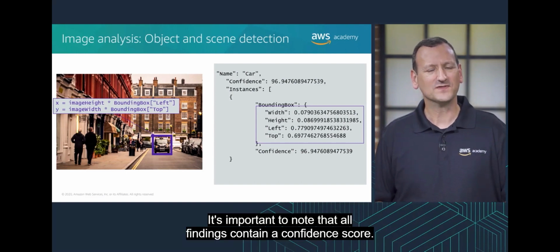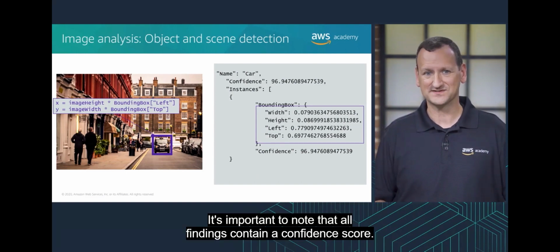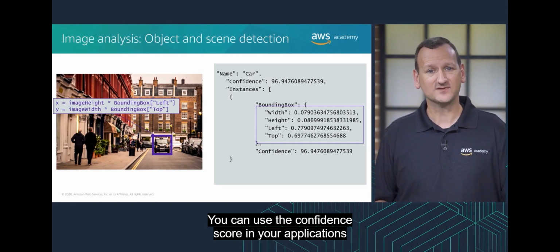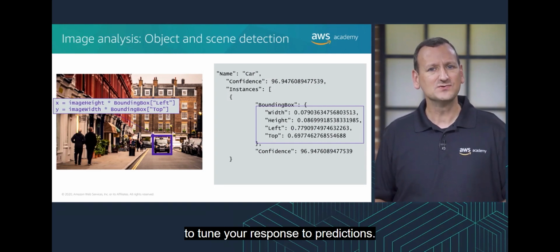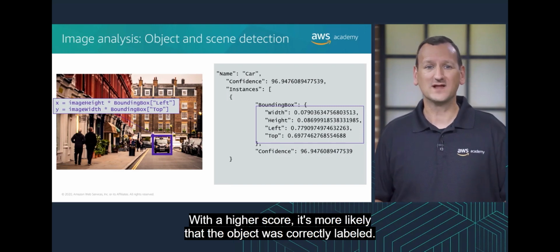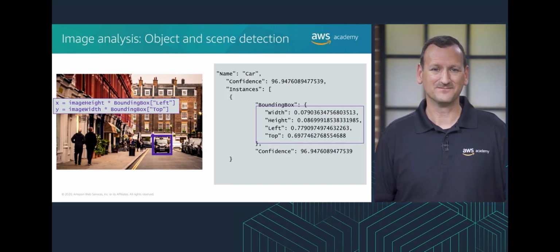It's important to note that all findings contain a confidence score. You can use the confidence score in your applications to tune your response to predictions. With a higher score, it's more likely that the object was correctly labeled.